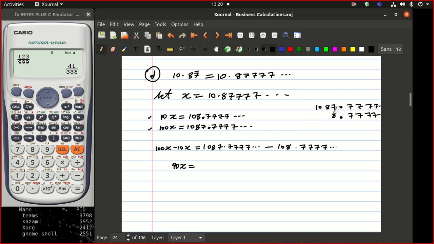So we have an 8 here, and then we have a 0, and then we have a 1. Of course, if there is nothing, it means there is a 0 and we are subtracting. So we're having 7 minus 0, that's a 7. 7 minus 7 is a 0. 7 minus 7 is a 0. 7 minus 7 is a 0. And we have a decimal point.